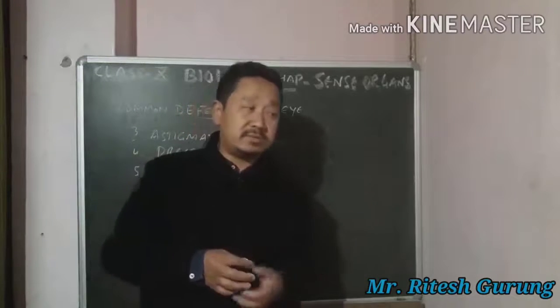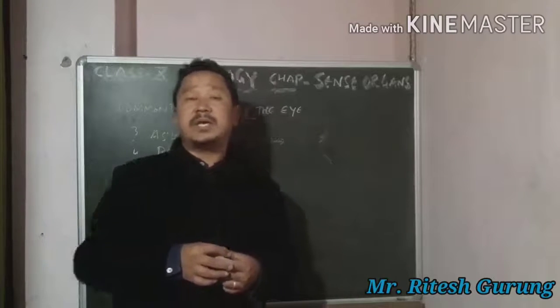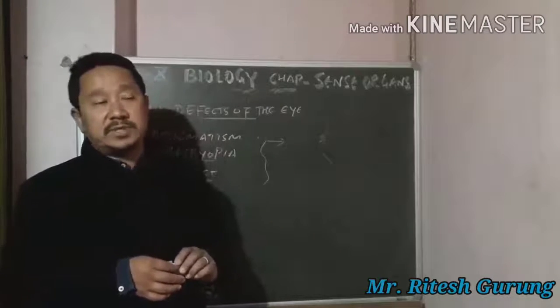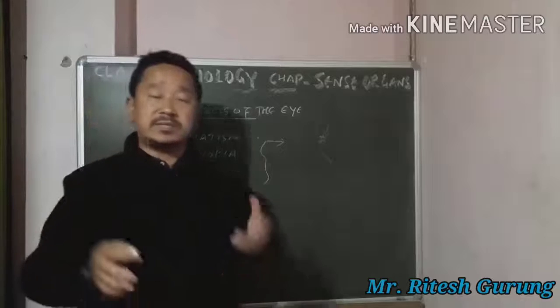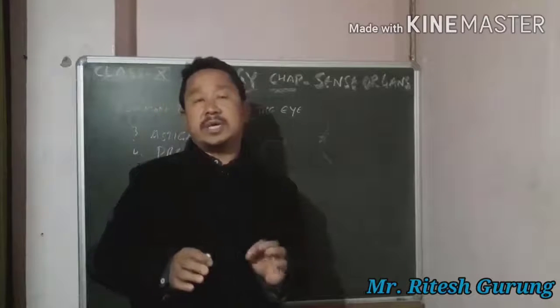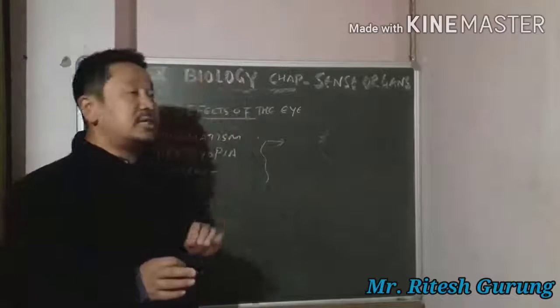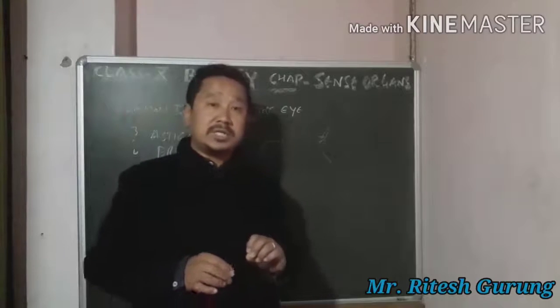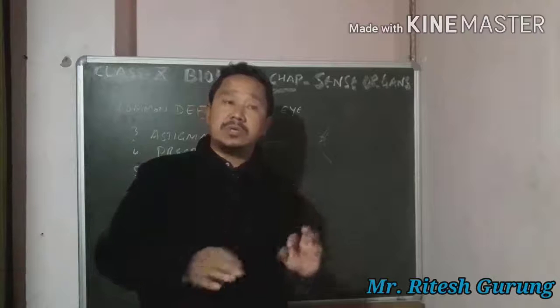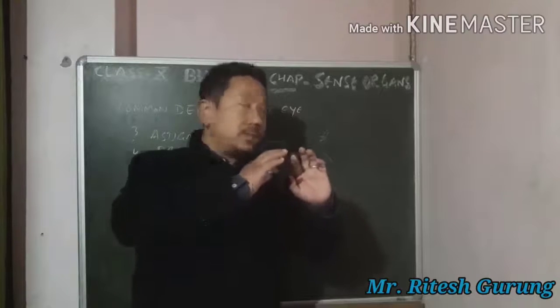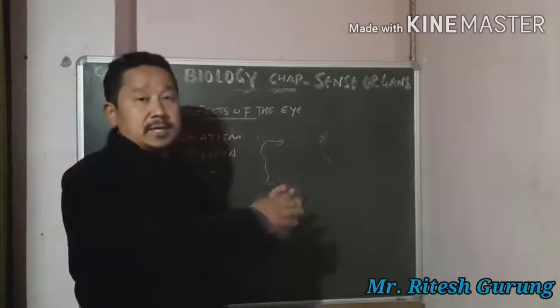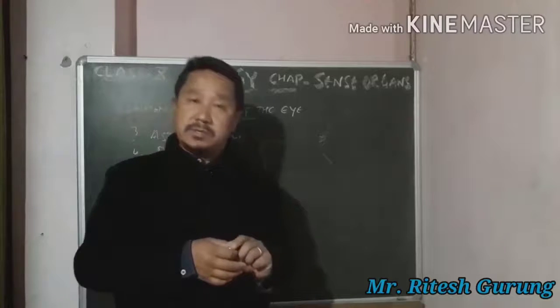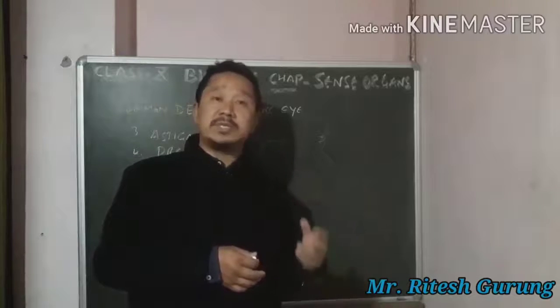So these are the common defects of the eye in the syllabus. There are others, like night blindness, but they are not in the syllabus. This is how we conclude the eye, from the chapter called sense organs.